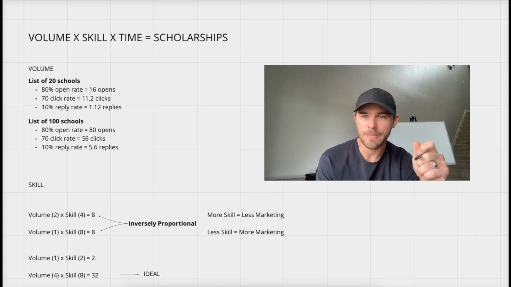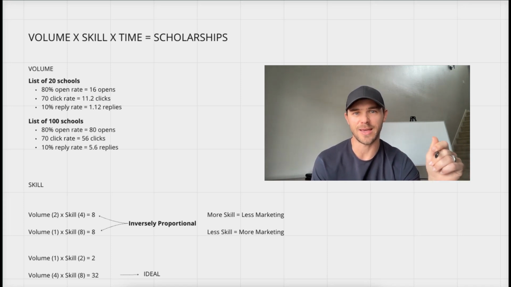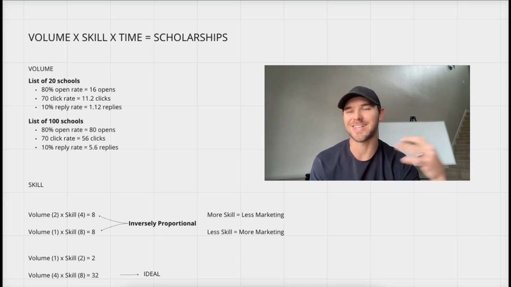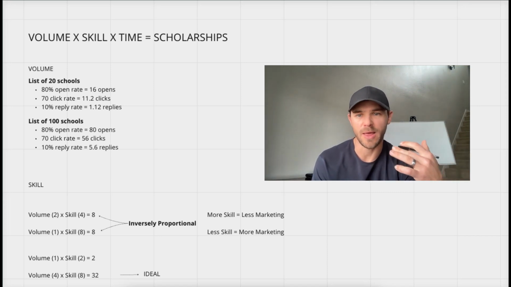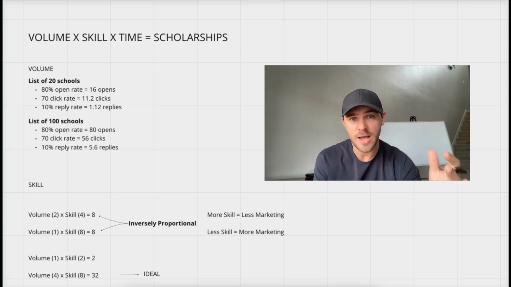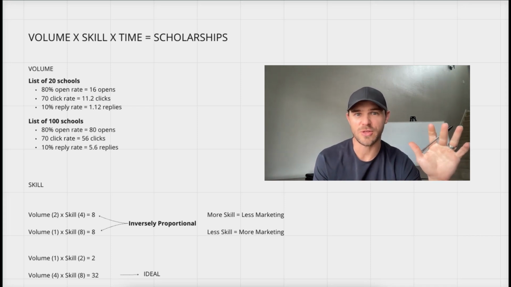If we get an 80% open rate, we're looking at 80 opens, and a 70% click-through rate on those 80 opens would give us 56 coaches clicking, watching and evaluating the player. And then let's expect a 10% reply rate off the top of that. You're looking at 5.6 replies. That's almost 6 coaches. That's 5 times as many as the first example, and nothing else changed except for the amount of volume that you are sending.